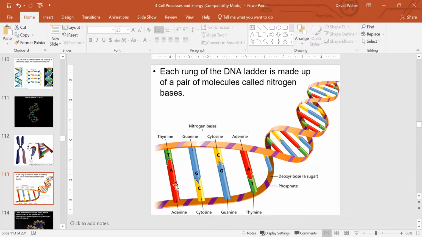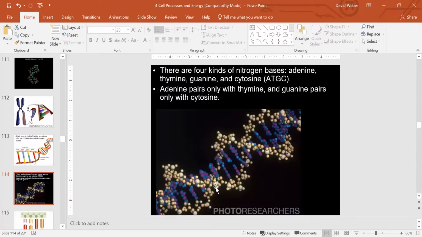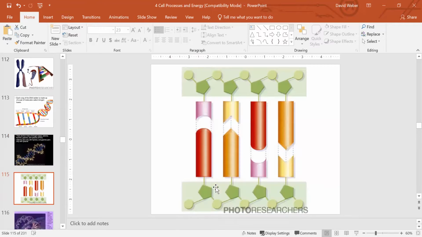So you have thymine, adenine, cytosine, guanine, okay? So T will always go with A, G will always go with C, okay? There is a U in there, but we'll talk about that later. There are 4 kinds of nitrogen bases. Just covered them: adenine, thymine, guanine, and cytosine. Adenine pairs with thymine, guanine pairs with cytosine, okay?